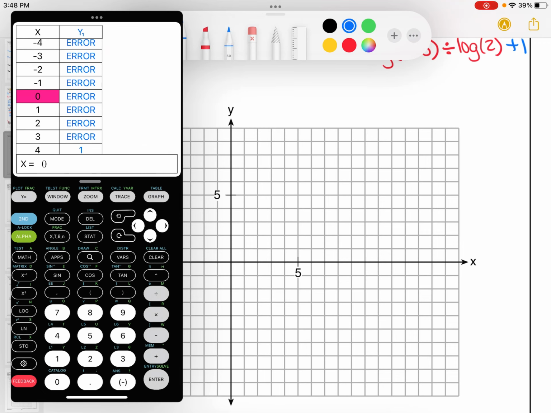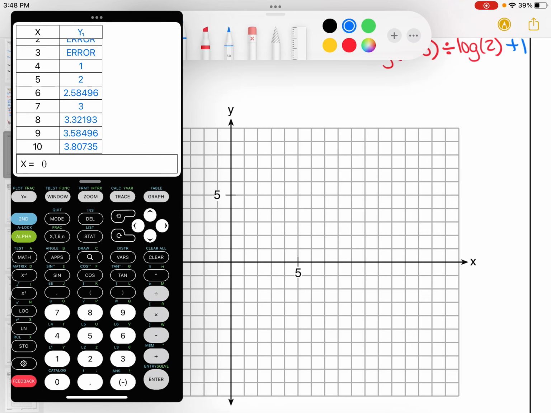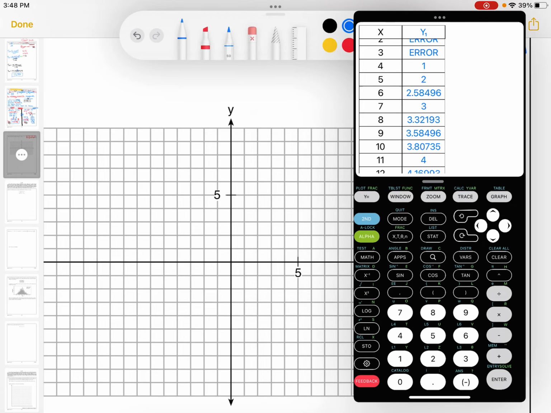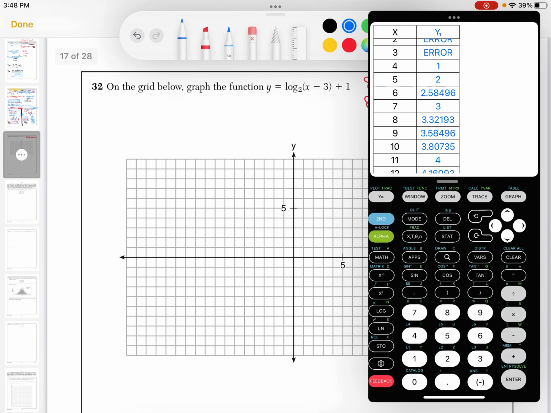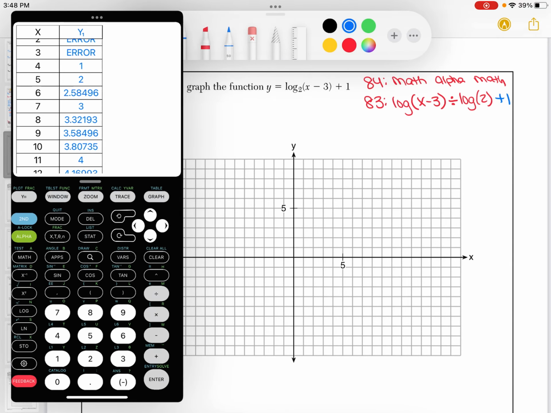But ultimately, I need my table. So I'm going to go up to my table. I'm glad that popped up. The error is super important. I'll show my work over here. So I'm going to write my table right here.